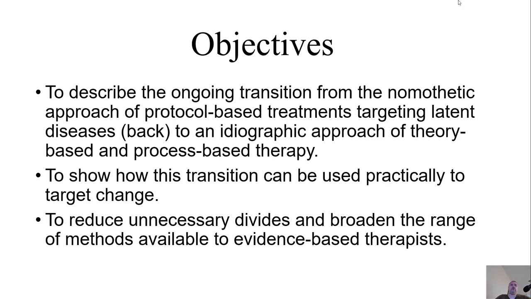So the objectives of this talk are, number one, to describe the ongoing transition from a nomothetic approach. When I say nomothetic, I mean population level approach of protocol-based treatments targeting latent diseases. That's basically the DSM model I'm referring to there. Towards an ideographic approach of theory-based and process-based therapy. So that's again an ideographic. I'm referring to the individual level, taking the individual and looking at their specific events over time, looking at time series analysis and what are the factors that affect that person specifically. And then forming more nomothetic approaches.